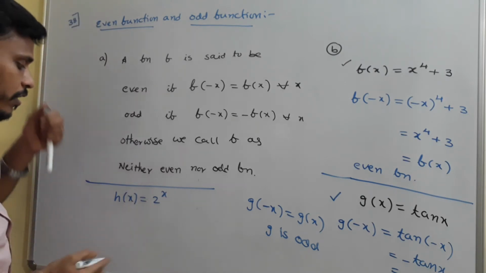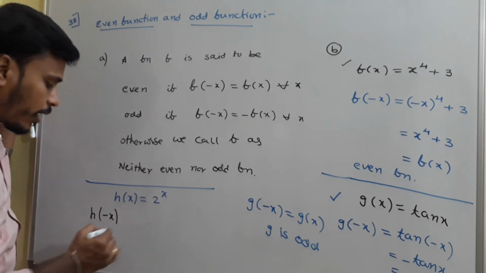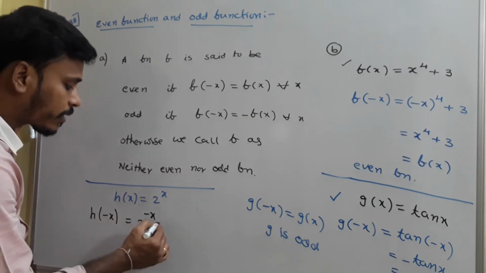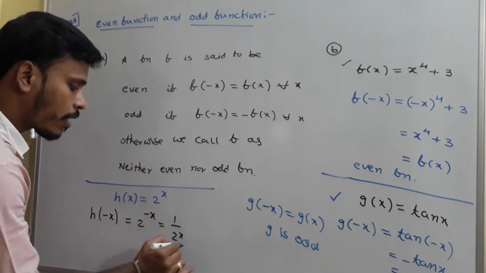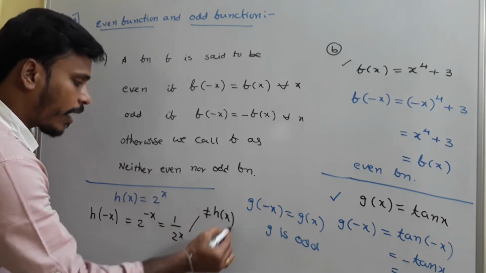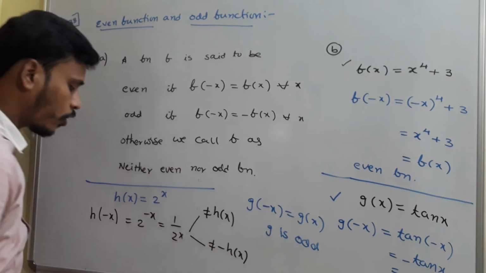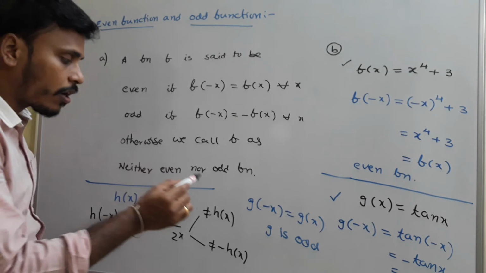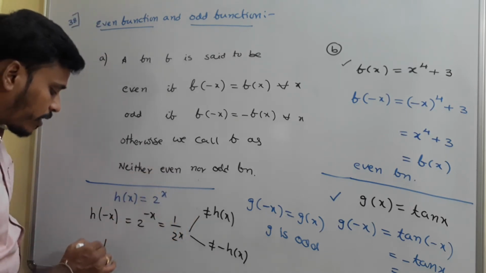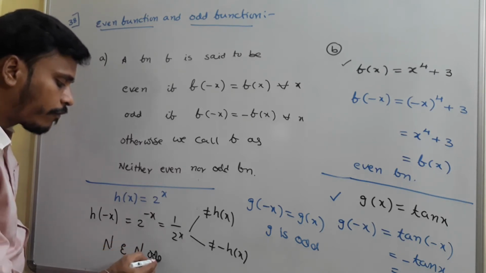So as a part of the discussion, what do I need to take? I need to take h of minus x. h of minus x is 2 power minus x, which is 1 by 2 power x. But this 1 by 2 power x is not equal to h of x, and it is not equal to minus h of x either. So since h of minus x is not equal to h of x, and also not equal to minus h of x, we say this h of x is neither an even nor an odd function.